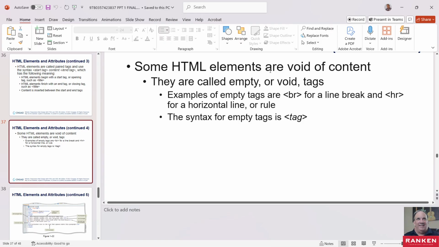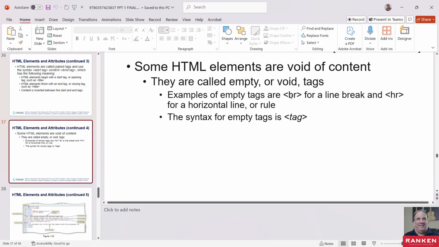Some HTML elements are void of content. They are called empty or void tags. So, break, BR. Break is just a break on a line. Let's say you've got a bunch of paragraphs and you want to put an extra line, you put a break tag, a BR tag, just like that. You don't have to put an end tag. These are special ones, and they're called empty or void. They don't have the end tag.